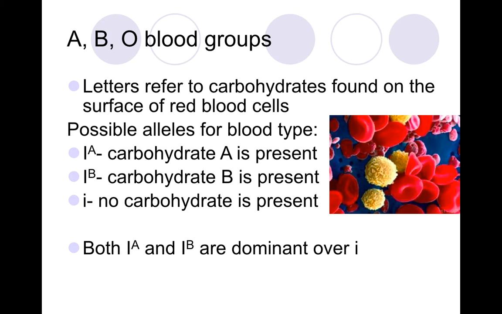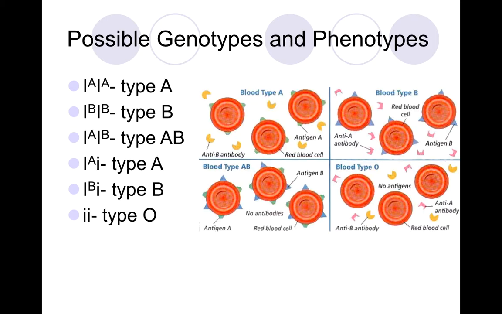So the possible alleles for the blood type, and we always use I for blood type, is I with an A at the top. That would be that A carbohydrate is present. I with capital B at the top means the carbohydrate B is present. The lowercase i means there's no carbohydrate present, and that would be O blood. Both A and B are dominant over i. So if i is present and one of the capital A's or B's is there, it's going to be the one that shows up. So here are your possible genotypes and phenotypes for blood type.